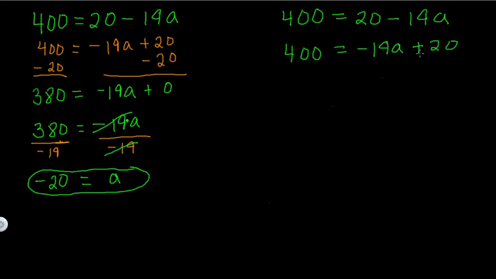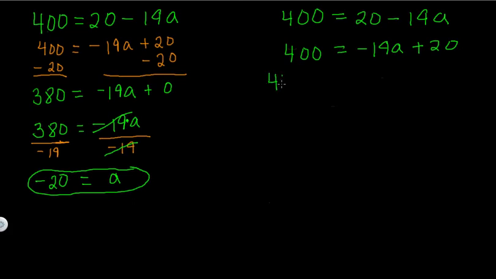Okay, so now that you have that, you see that the 20 is being added to this negative 19a. And so we can use the complement of addition to get rid of it. The complement of addition is subtraction. So we can subtract 20 from both sides.